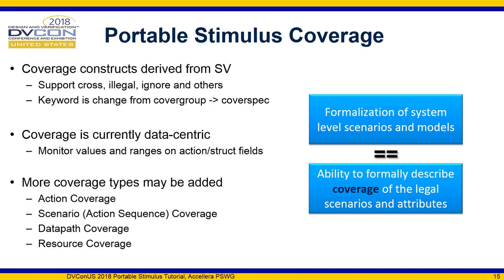Have we covered actions? Have we covered various patterns of actions, right? Various scenarios. Have we done action A followed by action C followed by action F, right? That particular order, I want to measure whether I got it. Have I done all of my data paths? Have I used all combinations of resource allocation? So those are the other things that portable stimulus lets us bring into the coverage model.